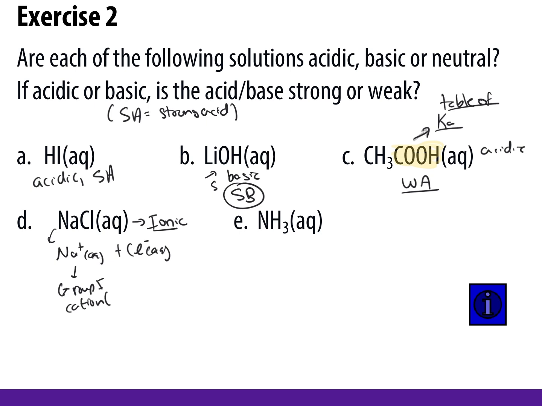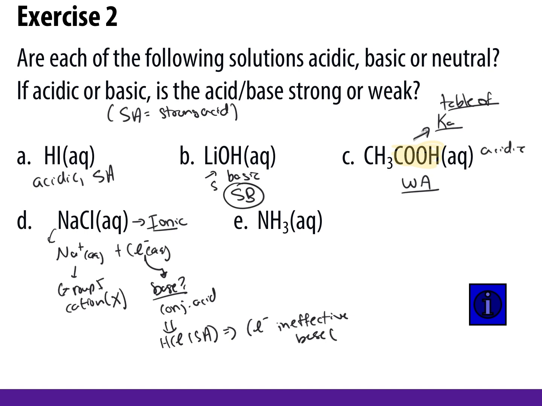That makes it an ineffective acid, and so it doesn't affect the pH in any way. Cl minus is an anion. We should suspect that this might be a base. But if we had memorized our list of strong acids, we know that the conjugate acid here is equal to HCl. HCl is a strong acid, which means by definition, according to our table on the previous slide, Cl minus is one of our ineffective bases. So this doesn't affect the pH either.